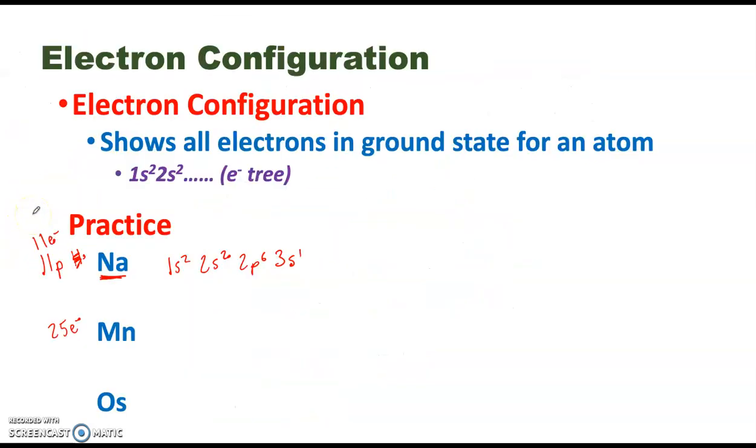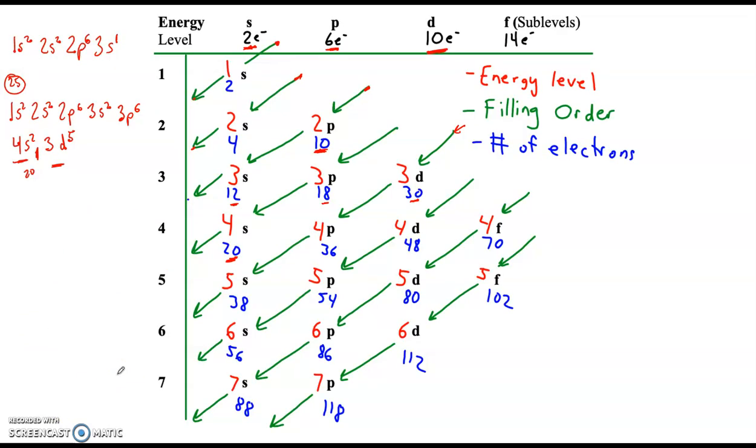Let's do the last one. Osmium. Oh, I need to look that one up on the periodic table. Number 76. So this has 76 electrons. So we're going to go back to this chart. I've got 76 electrons. Let's just remember that number. We go through 1s2. Next one's 2s2. 2p6. Where are we at here? Okay, we're at 2p6. 3s2.